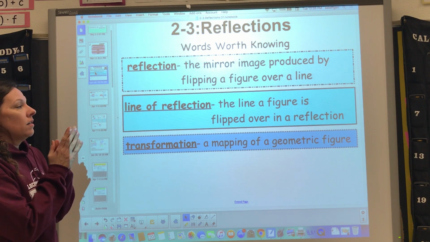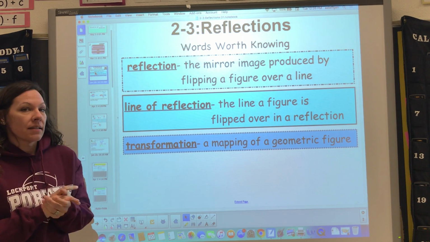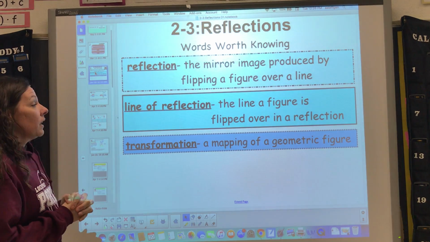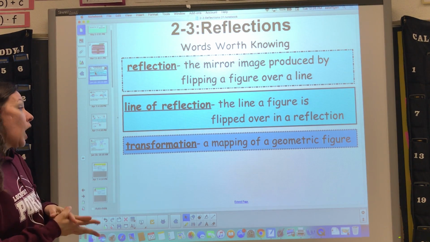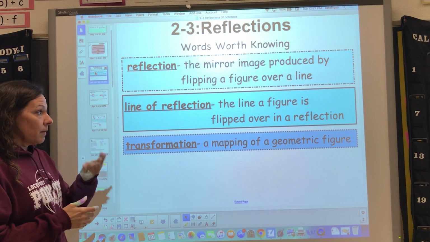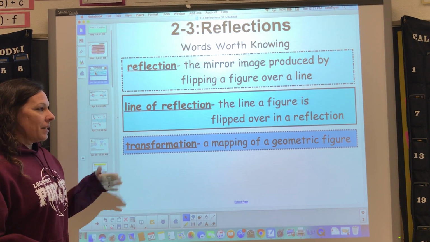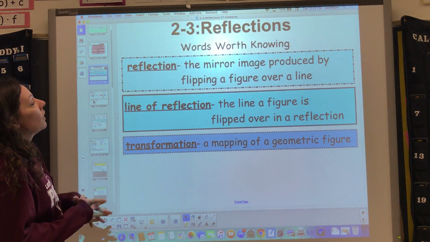So this could be the x or y axis. It could just be a line on the coordinate grid. It could just be a line that we draw. But that line that we flip the image over is called the line of reflection. And a transformation, as we had before, is just a mapping diagram of a geometric figure.